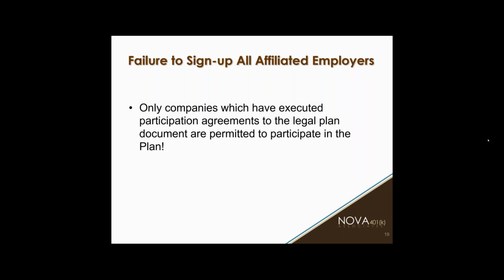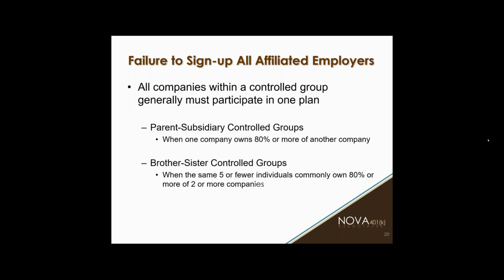So you can't have 4 or 5 companies and only one of them is signed up for the plan, right? You'd want to sign up all 5. So which companies really do need to be signed up? Those are the ones that are within the same, what we call, control group. All right, and they generally should participate in one plan. And a control group is any company that owns at least 80% or more of another company. That would be considered a control group.